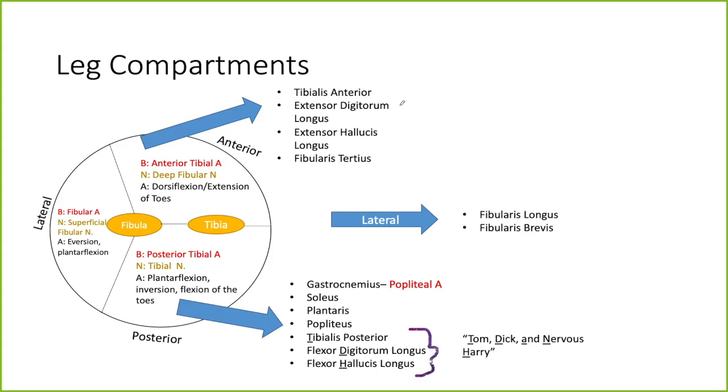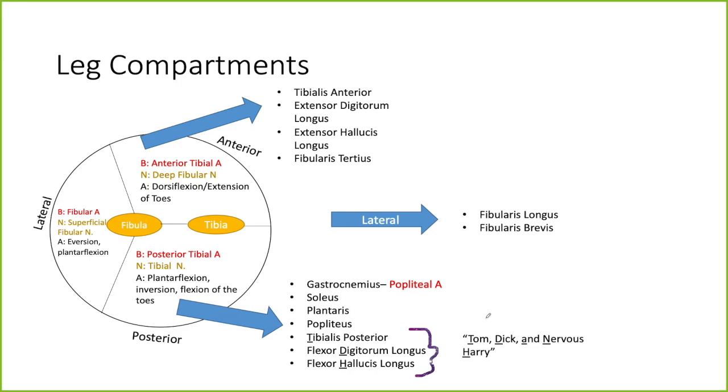So anterior compartment, we've got tibialis anterior, extensor digitorum longus, extensor hallucis longus, and fibularis tertius. And then on our posterior side, we've got our gastrocs, and that's popliteal artery. And remember, it's part of the popliteal fossa, two of the borders, medial and lateral heads. We've got our soleus, our plantaris, and then our popliteus.